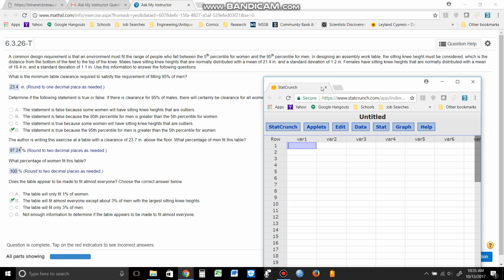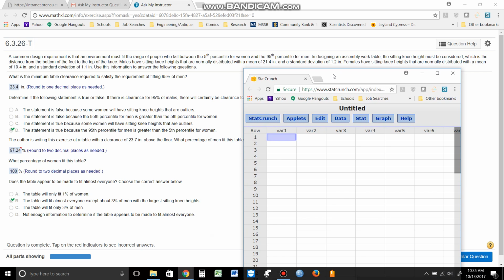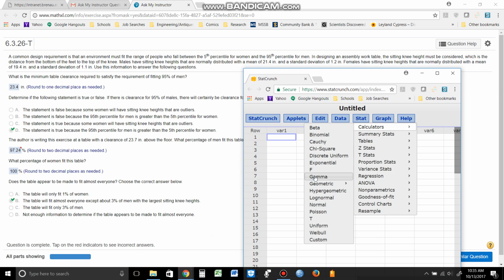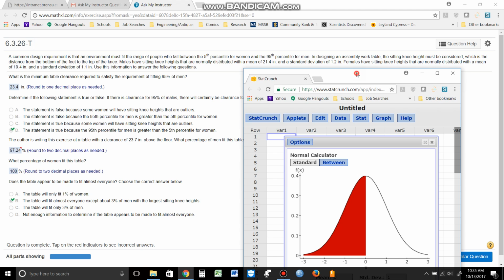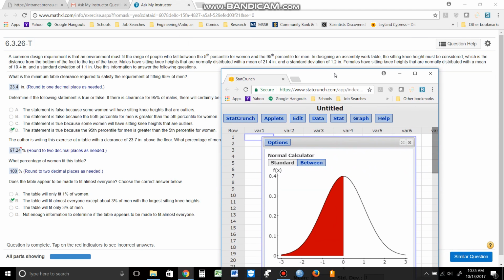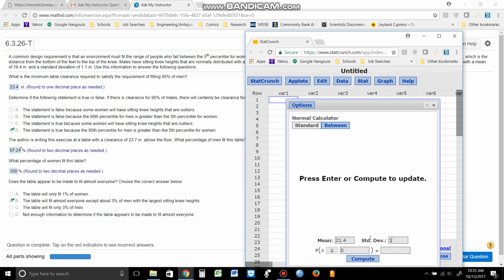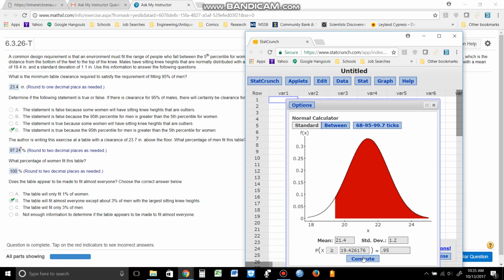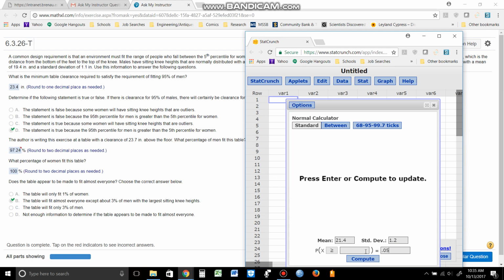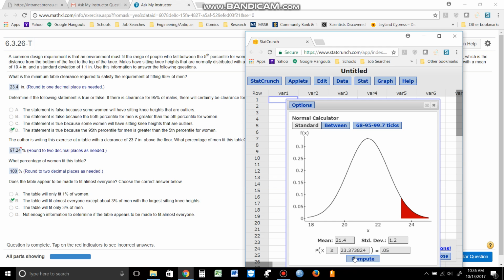So let's open StatCrunch to do this. StatCrunch can do this very, very effectively. Go to Stat, Calculators, and Normal. And let me move this up here just a tad. The mean for men is 21.4, the standard deviation is 1.2, and we want to be in the upper tail, and specifically we want 0.05 in the upper tail, okay, because this is 95%. So that gives me 23.37 or 23.4.